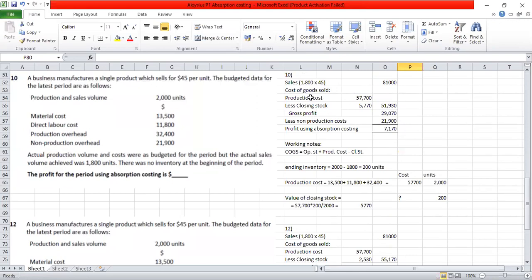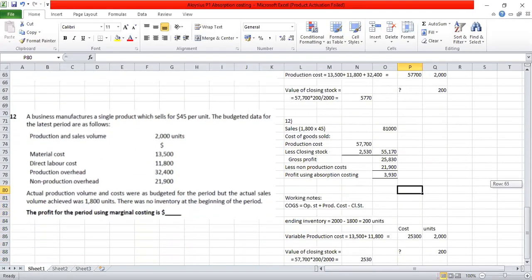Cost of goods sold is opening stock plus production cost minus closing stock. Opening stock anyway is not there. Production cost minus closing stock is cost of goods sold. That is deducted from sales to get gross profit. Non-production costs are deducted, giving profit using absorption costing. But if the same scenario is applied for marginal costing, the ending inventory under marginal costing will be charged only with variable production costs, proportionately. So variable production costs are 13,500 plus 11,800, which is 25,300 for 2000 units.